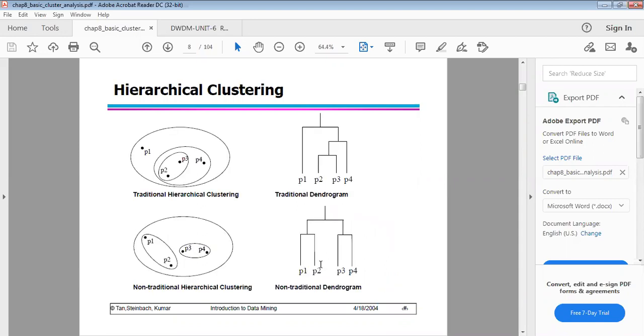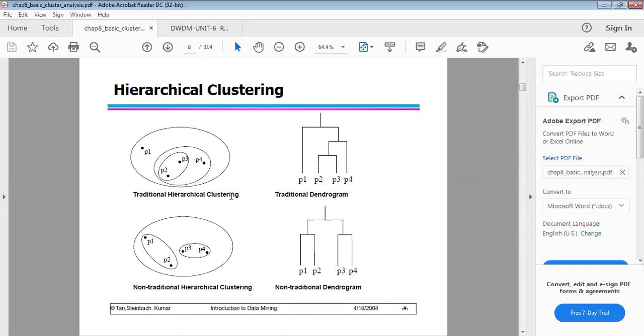Next, what is hierarchical clustering? Here are the different types: traditional and non-traditional hierarchical clustering, which you represent in a dendrogram. So here, in a cluster you have P1, and a cluster P4. In the P4 cluster, again you have the P2 cluster and P3 cluster. So here you represent the data points.